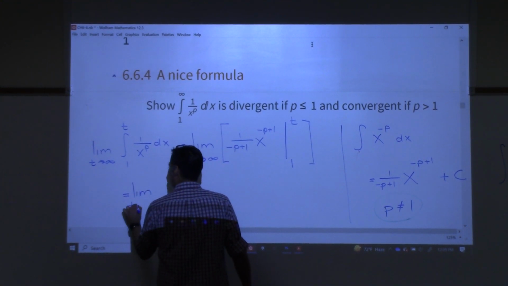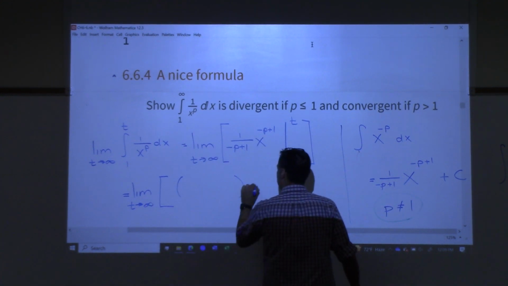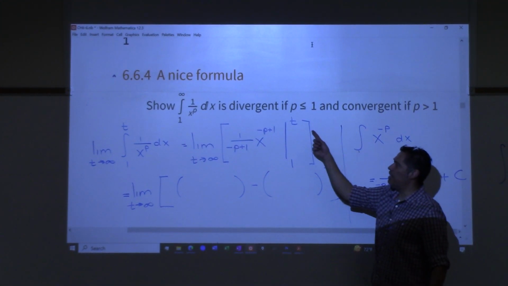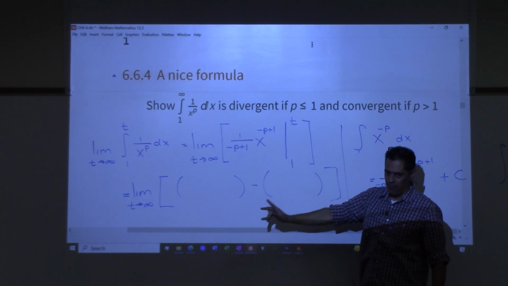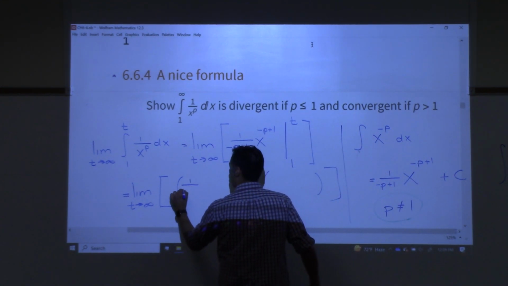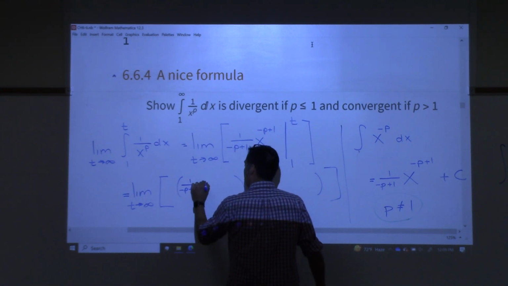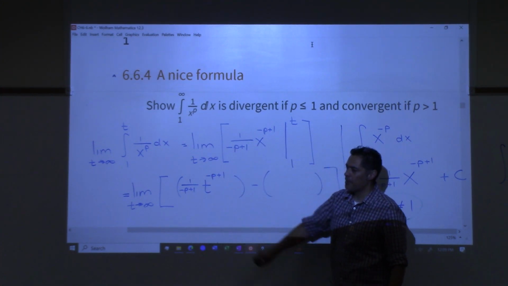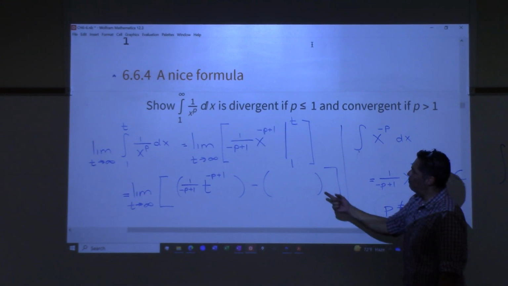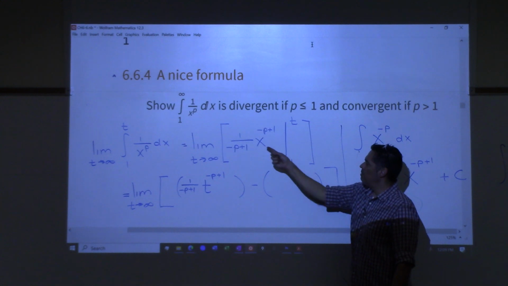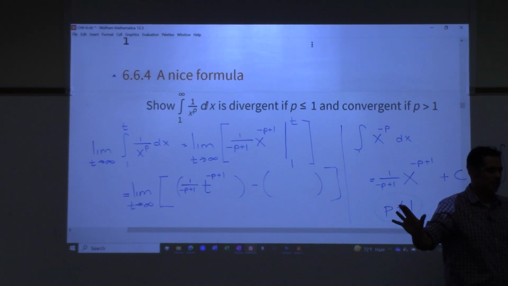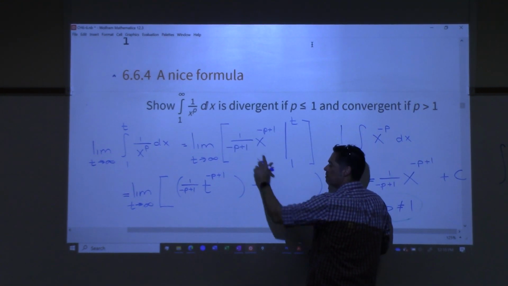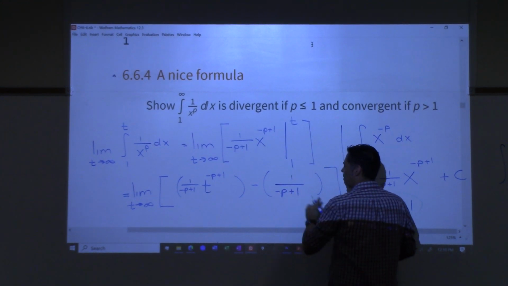Limit as t goes to infinity. Okay, I have parenthesis minus parenthesis bracket. What gets plugged in first? T, and it gets plugged in for x. So this becomes 1 over negative p plus 1, t to the negative p plus 1. So that's what happens when I replace that x with t. And then I plug in 1 for x, right? 1 raised to any power is 1. So all you get is 1 over negative p plus 1.